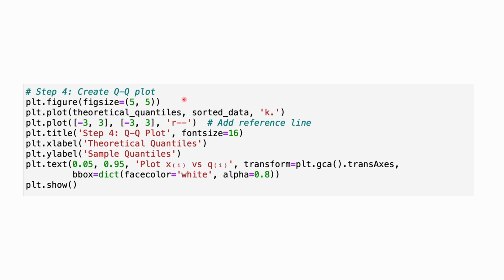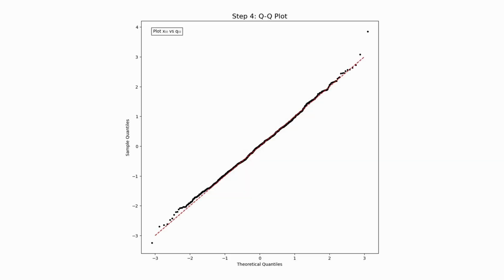Step 4 is to plot the theoretical quantiles against the sample quantiles. Actually, the sample quantiles are simply the sorted data. The QQ plot is shown here. We can see that the scatter points are close to the straight line y equals x. This means the data quantiles are approximately equal to the theoretical quantiles, which indicates that the data follows a normal distribution, which is expected.